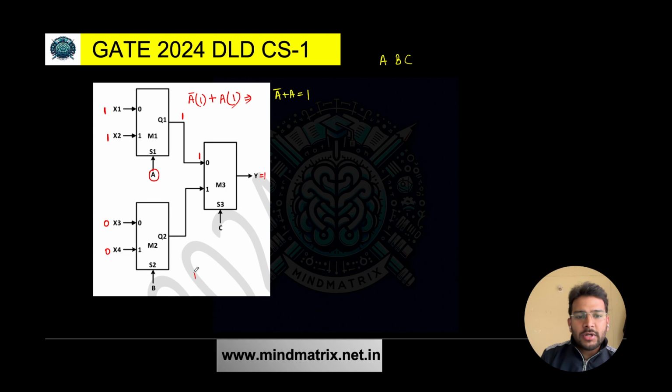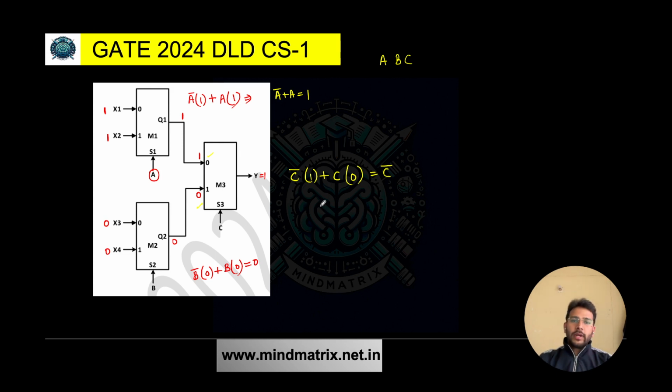What about this one? It is going to be B complement, or B, but both inputs X3 and X4 are 0, so it is going to be 0 only. The output of this is 0, so here also you are going to give 0. Now let's write the equation for this last multiplexer. If it is C complement, then it is going to consider this input, which is 1 here, and if it is C, it is going to consider this input, which is 0 here. So finally what you are getting is C complement only. So the output is C complement.